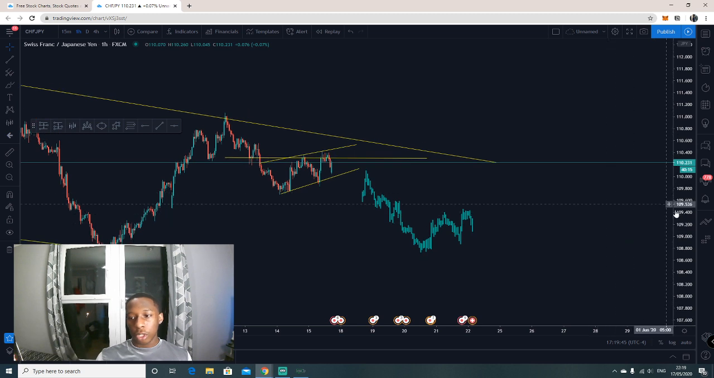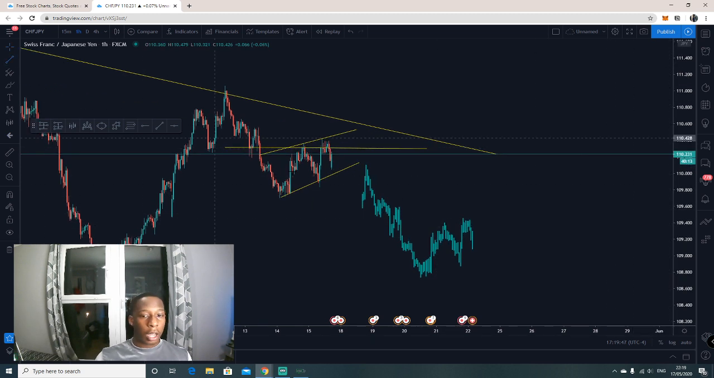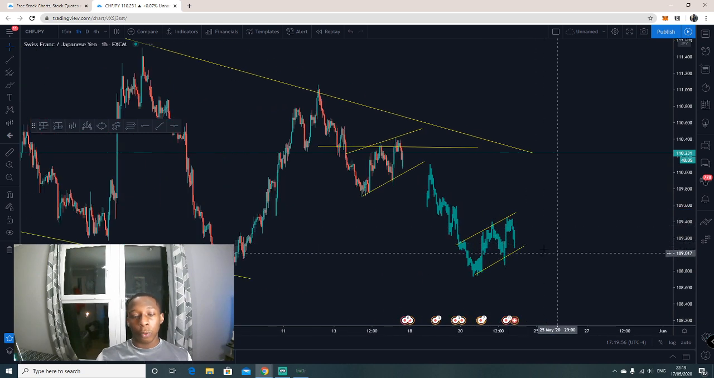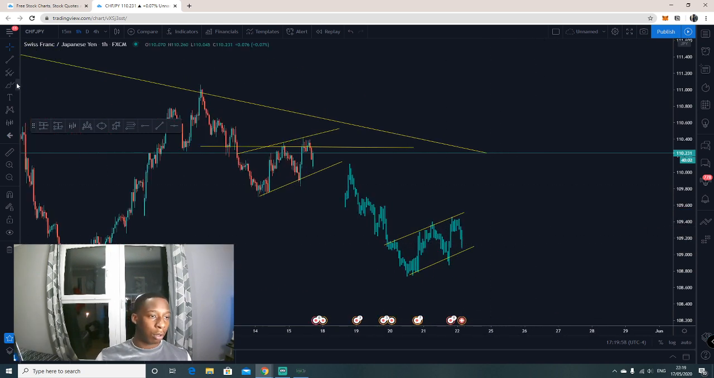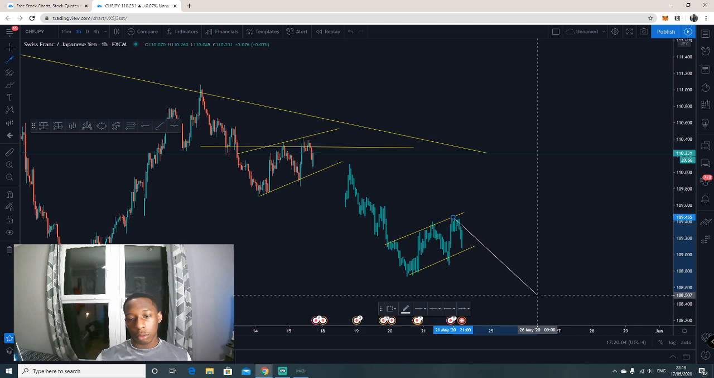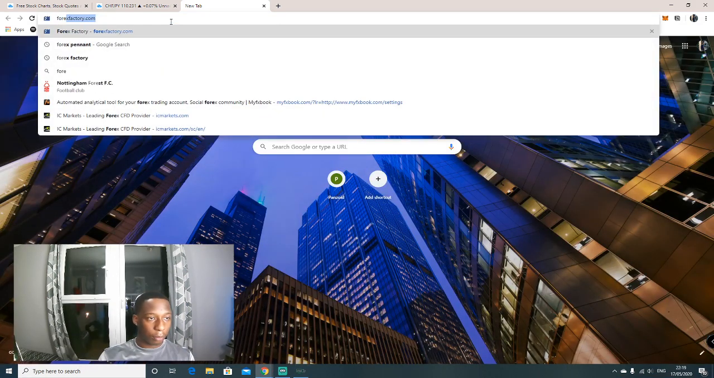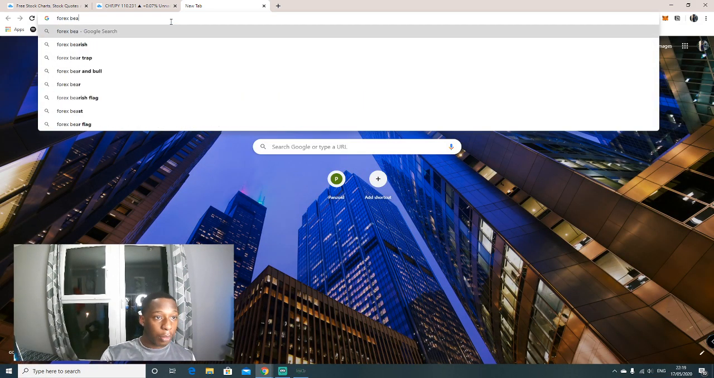You see a push, and here's a continuation. And now we're just waiting for a push to the downside. So what should I use? Let me just use the little arrow. And if you don't know what a bear flag is, search Forex bear flag.